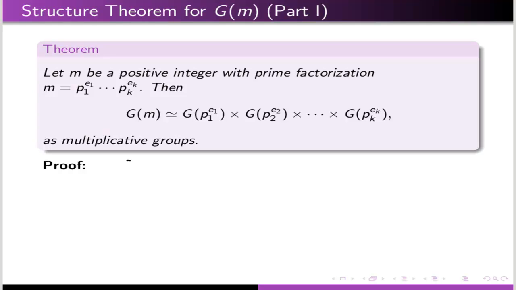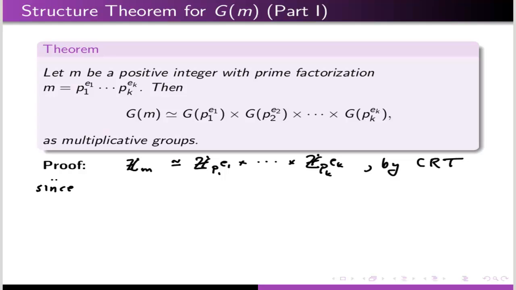All right, I claim this follows immediately from the algebraic version of the Chinese remainder theorem. So we have that Zm is isomorphic to Z mod p1 to the e1 cross Z mod pk to the ek by the Chinese remainder theorem, since, what's the hypothesis we needed in the Chinese remainder theorem? We needed the moduli to be pairwise relatively prime. And these are, since the pi to the ei are pairwise relatively prime, being powers of distinct prime factors.